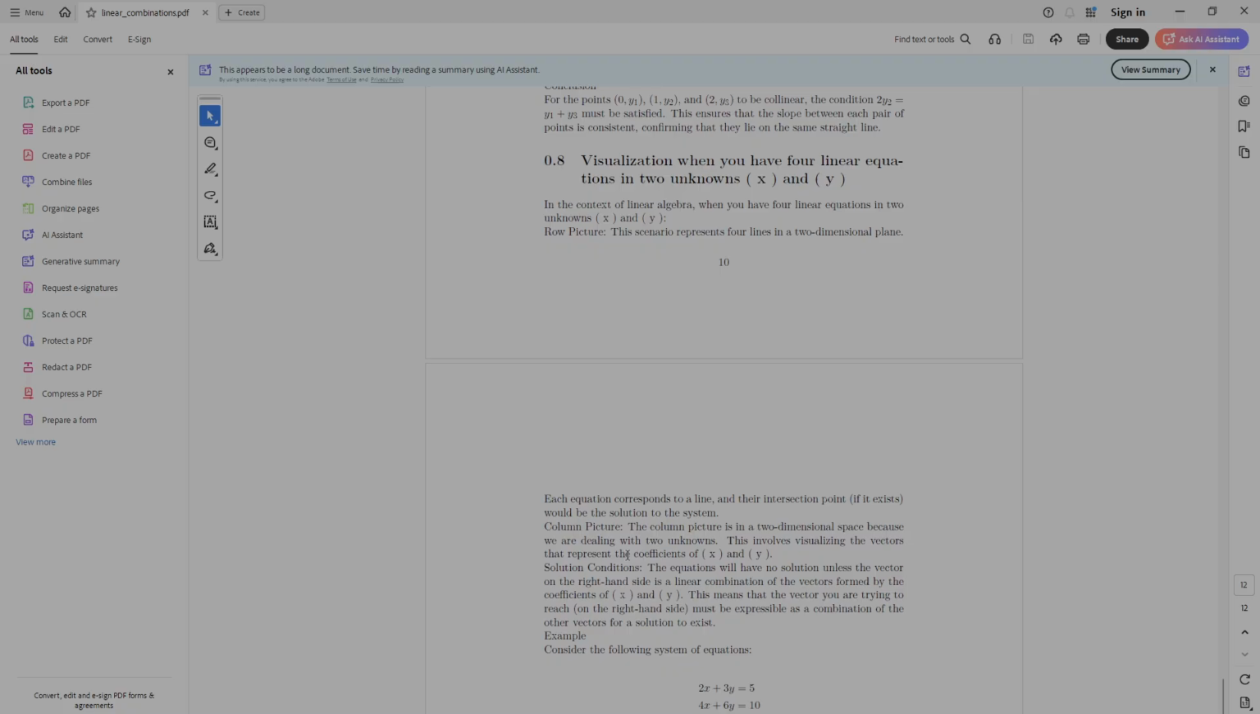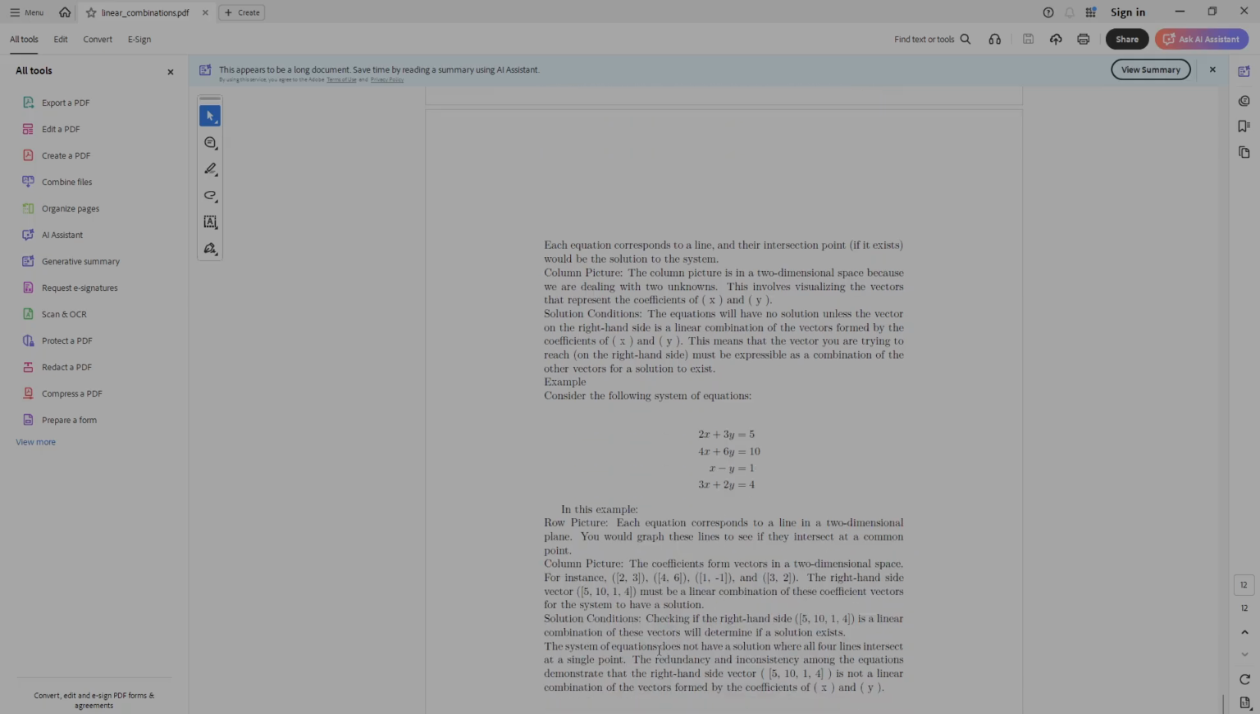The column picture is in a two-dimensional space because we're dealing with two unknowns. This involves visualizing the vectors that represent the coefficients of x and y. So what are the conditions for the solution to this system? The equation will have no solution unless the vector on the right hand side is a linear combination of the vectors formed by the coefficients of x and y. This means that the vector you're trying to reach on the right hand side must be expressible as a combination of the other vectors for a solution to exist.